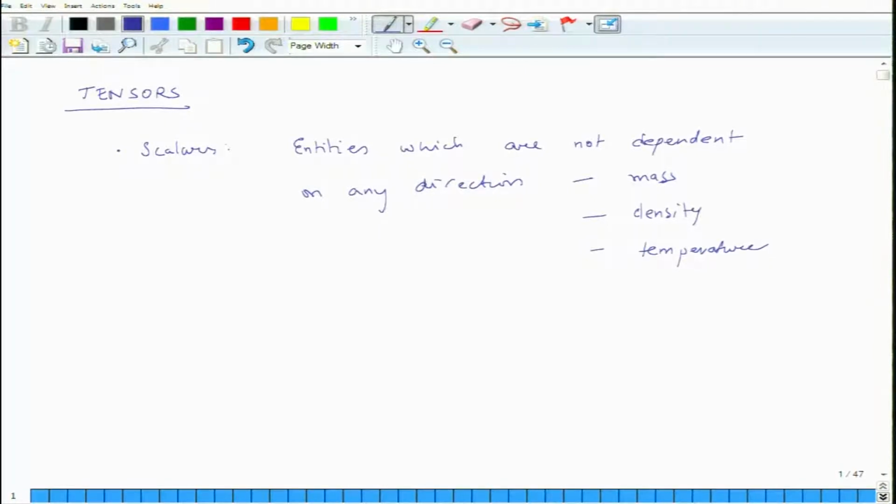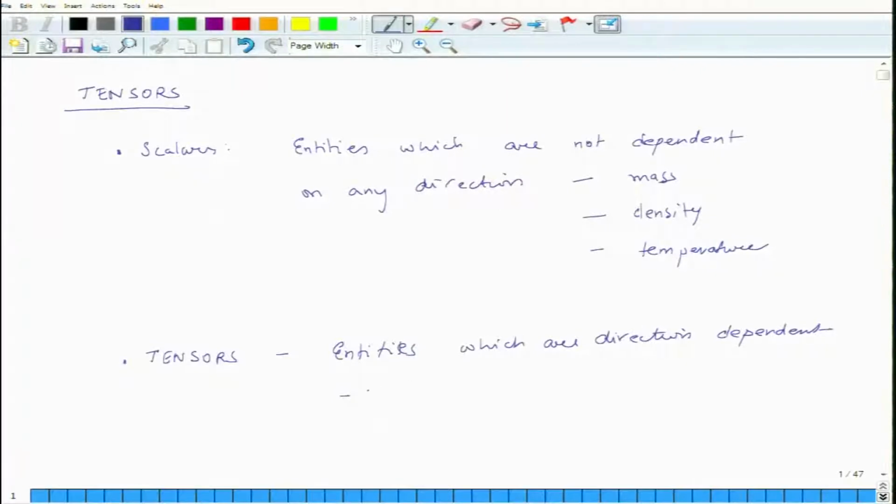So, these are scalars. Then we have another set of entities which depend on direction, and their values are specific to the coordinate system which we are using. So, these entities are called tensors. These are entities which are direction dependent. So, you may have already heard of vectors which are dependent on the direction. They are associated with directions, but in general vectors are a subset of the larger set known as tensors.